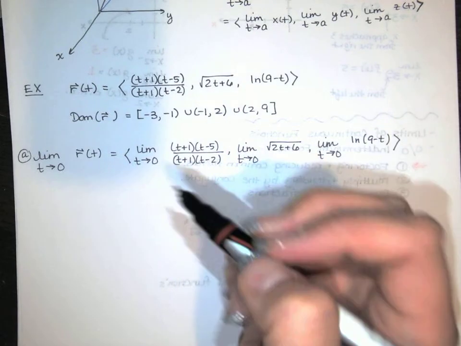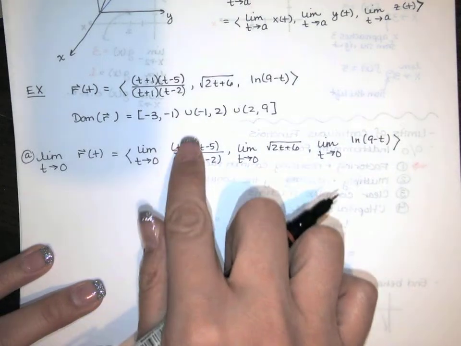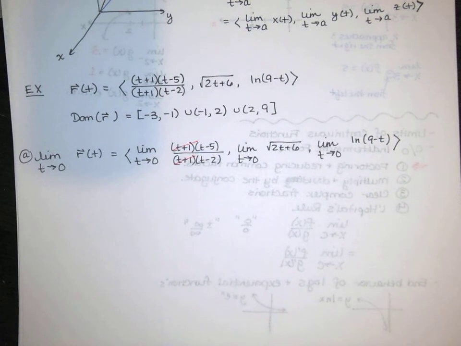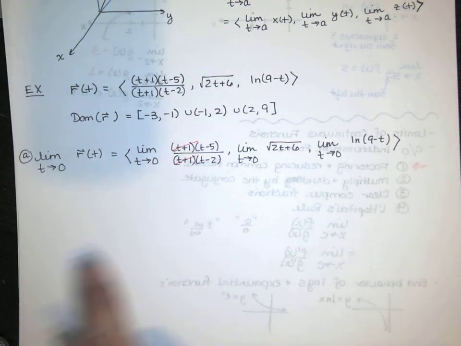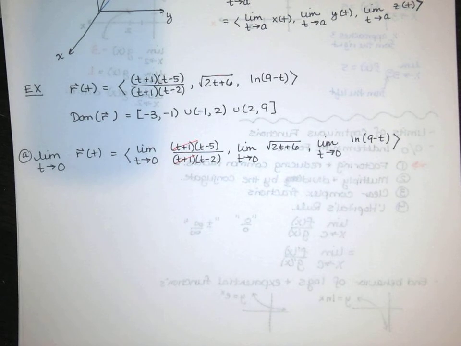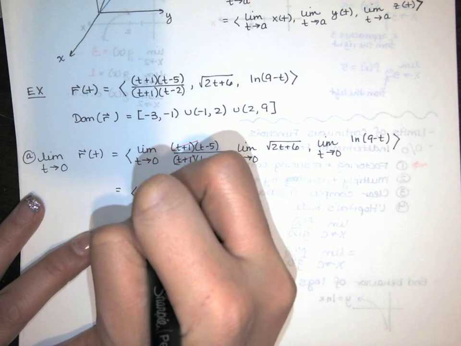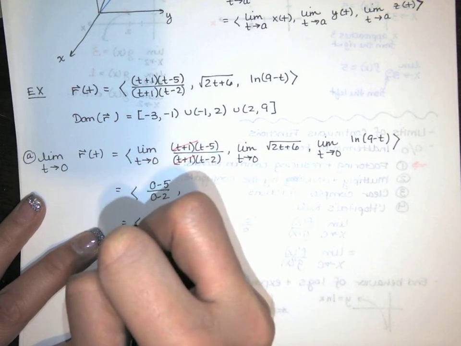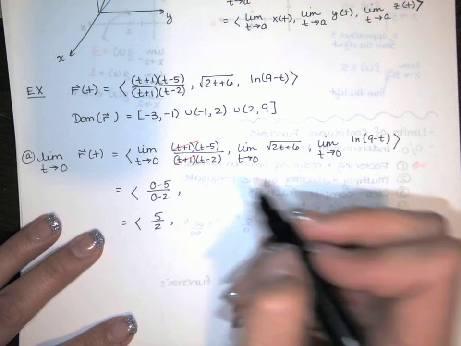Okay, well, t plus 1 over t plus 1 is going to be 1, no matter what, as long as t is not equal to negative 1. That's a number divided by itself, so it's gone. So this function that remains is continuous at 0. Actually, the original function was continuous at 0, so you can just plug in 0 because that function is continuous there. We're going to get 0 minus 5 over 0 minus 2. So that's 5 halves.